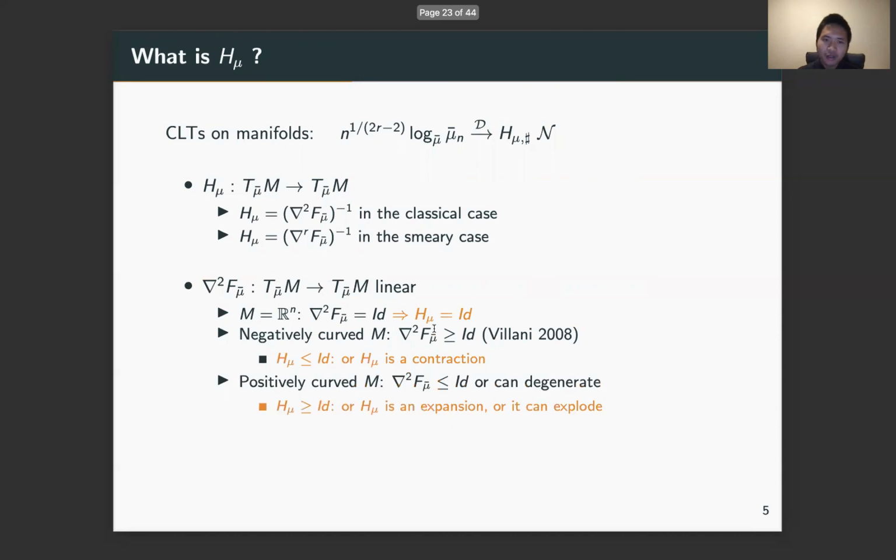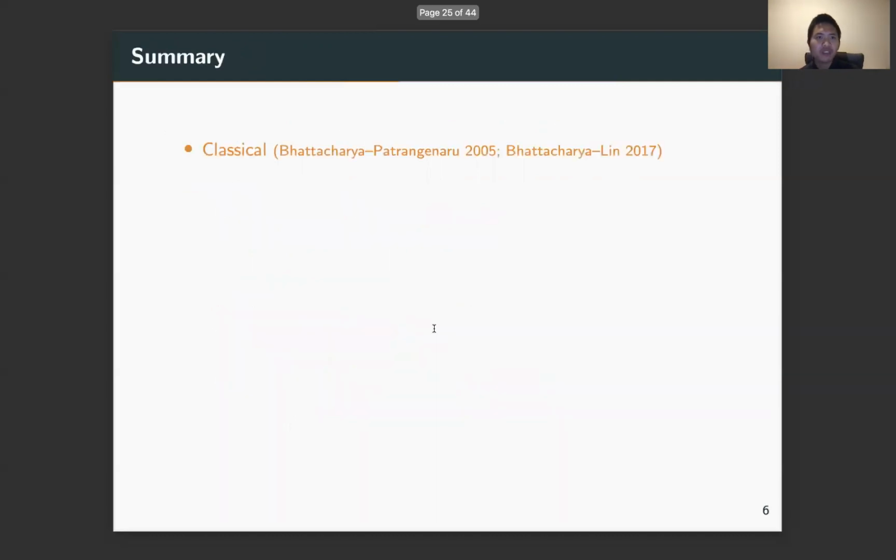As we can guess, because the Hessian will collapse or contract vectors, there will be cases where it collapses everything into zero. So that means H can explode. That's why we cannot look at the Hessian anymore. So we have to look at higher derivatives of the Fréchet function. So that's the case on manifolds. And we see that H mu has a close relation to curvatures on the space, right? So now we can give a summary of the different cases of behavior of the central limit theorem.